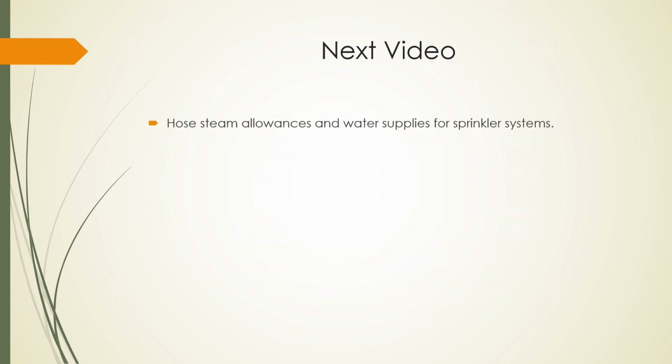The next video will be on hose stream allowances. They're used to supplement the firefighting capabilities of the sprinkler system. And what we'll be doing is graphing out the hose stream allowance with the water supply. As you'll see, it cuts into the water supply for sprinkler system purposes.